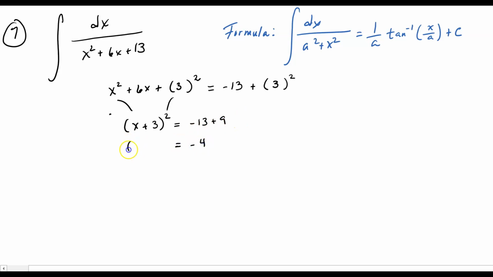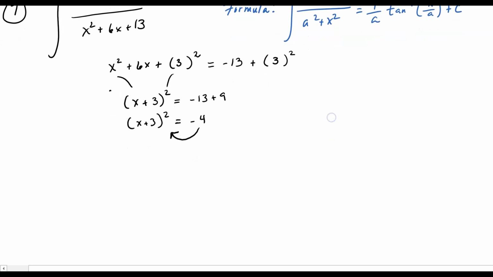Negative 4. So I have an x plus 3 quantity squared equal to negative 4, which I'm going to move back over, because now that I've completed the square, I'm going to rewrite my integral. So I'm going to have dx over the quantity of x plus 3 squared plus 4, which both of these now are perfect squares.